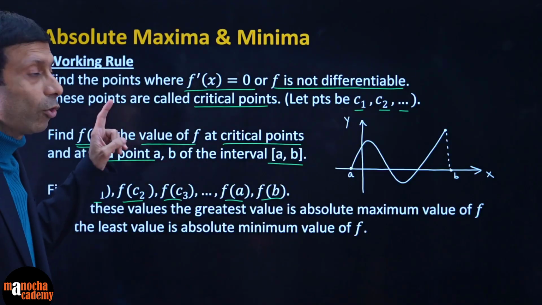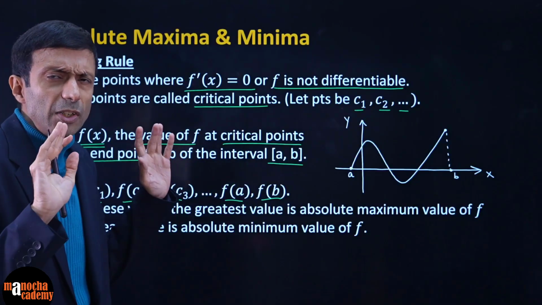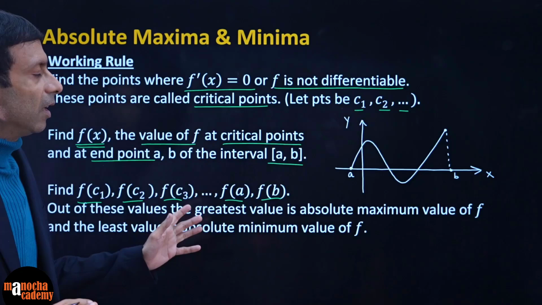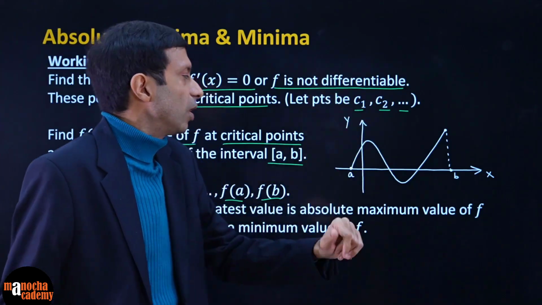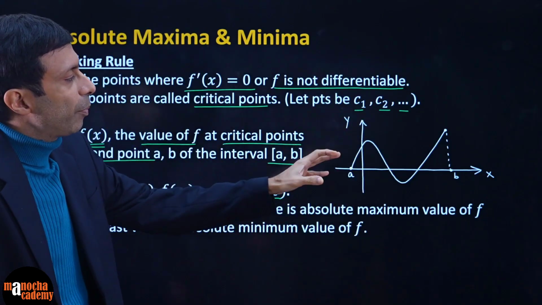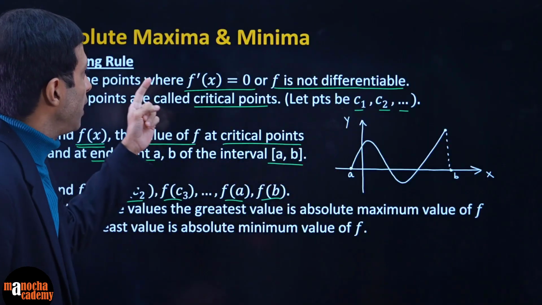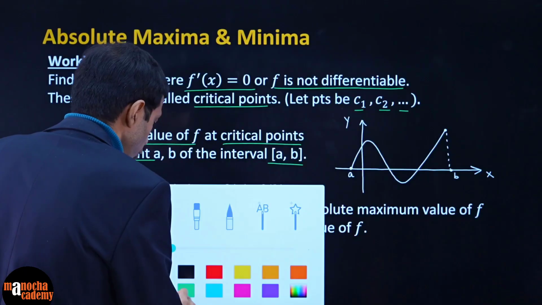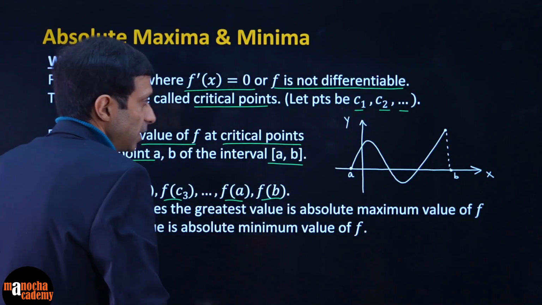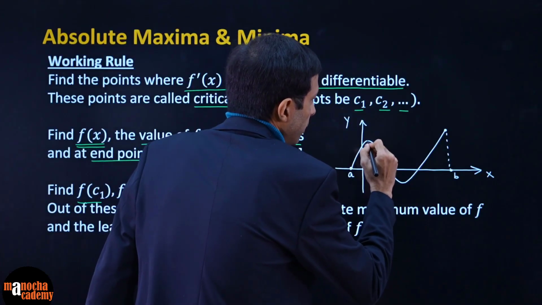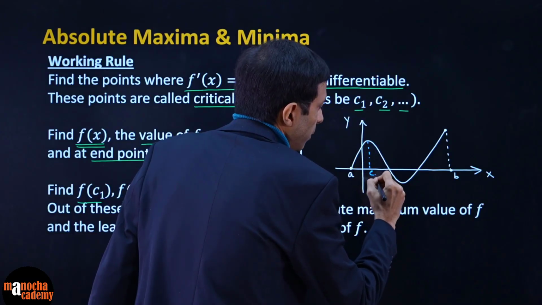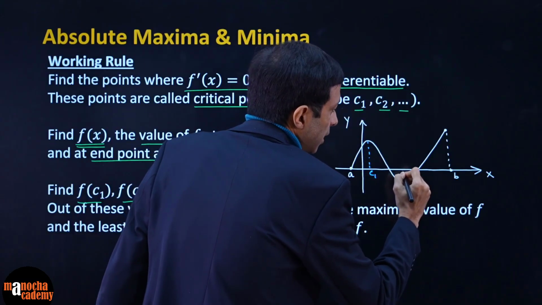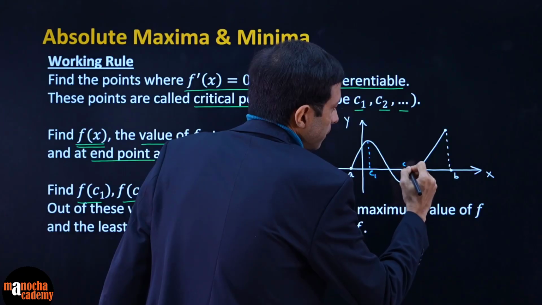Then what is this working rule telling you? Look at it with the example, it's very simple. Let's say this function is differentiable. It says find all the points where the slope is 0, f dash x equal to 0, the critical points. So what will be those points where the slope is 0? Clearly you can see here slope will be 0, so this C1 will be a critical point. Here also slope is 0, so C2 will be a critical point.